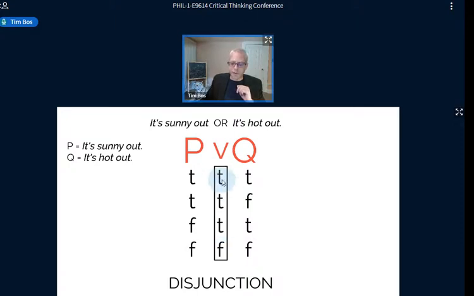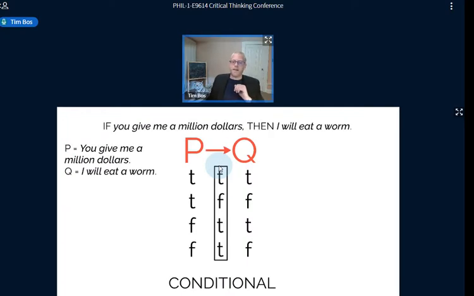And that's why you see a bunch of T's right down the middle, but only an F at the bottom, because that's where both sides are false. That disqualifies an or statement from being true. And the only thing that disqualifies a conditional from being true is that second row, where you have a true antecedent and a false consequent. That's the only time that an if-then statement is going to be false.